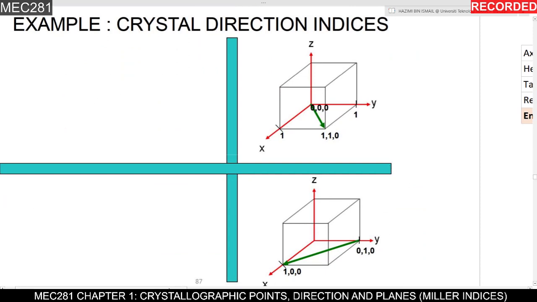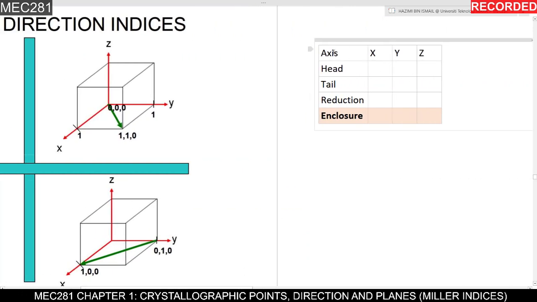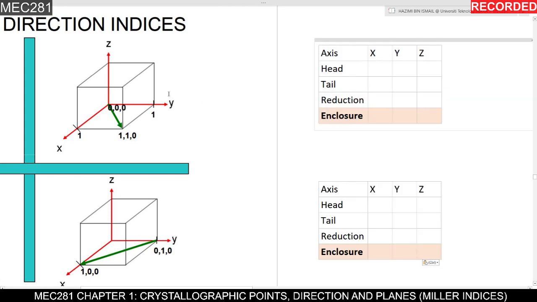Okay, so for the first one, you also must create a table here. If you do not want to make a beautiful pretty table, just write down head, tail, reduction, and enclosure, because it can help you to get the final value easily. Okay, so head here is 110. Okay, so I copy first.